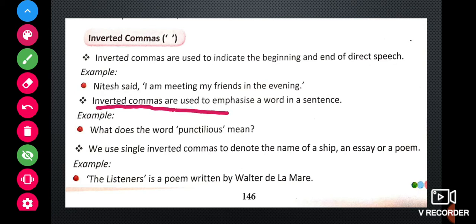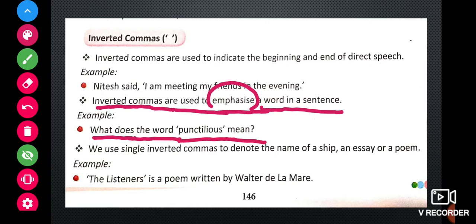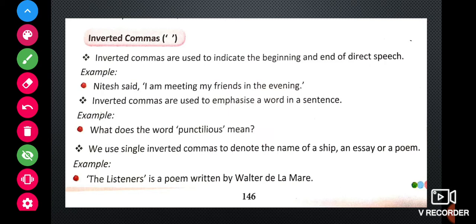Inverted commas are used to emphasize a word in a sentence. To emphasize means to highlight or to give importance. So, for example, what does the word 'punctilious' mean? Now here, this word punctilious is emphasized. Here this is highlighted. That's why inverted commas are used before and after this word.